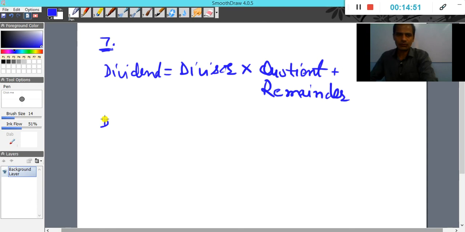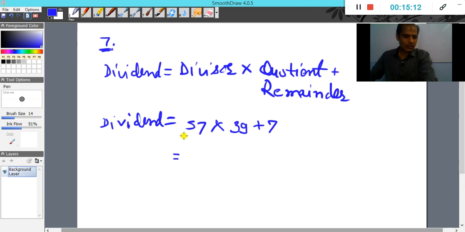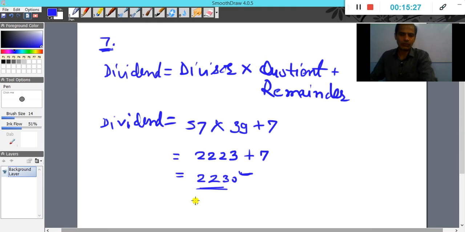So we have to write dividend equals divisor. So divisor is 57 into quotient. So 39 as the quotient it is given. So we write 39 plus remainder is 7. Okay. Again, if you multiply both these values, you get 2223, then plus 7, and finally if you add these you get 2230. So this is the number, required number.